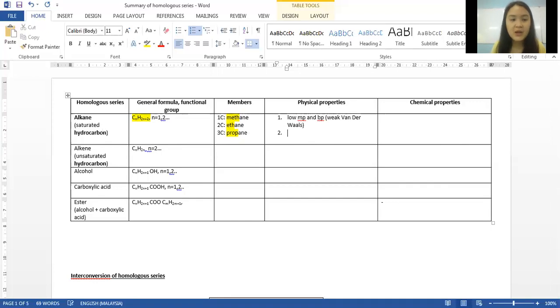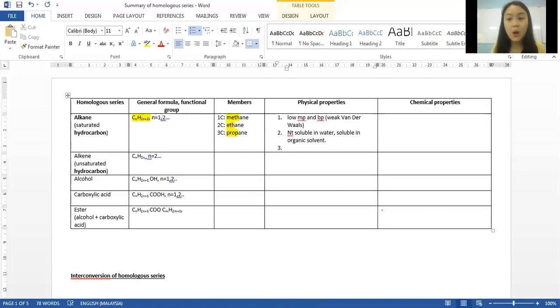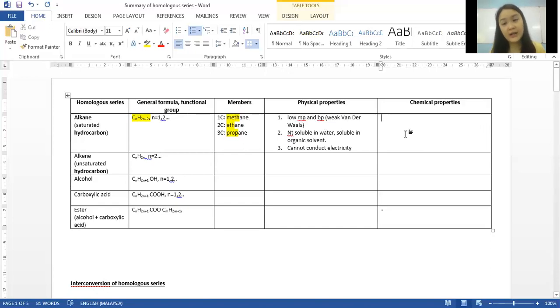Now, secondly, all members of alkane are not soluble in water, but instead they are soluble in organic solvent. On top of that, all members of alkane cannot conduct electricity regardless of which state they are in. Okay, so these are the general physical properties of alkane. Now, let's look at what are the chemical properties.